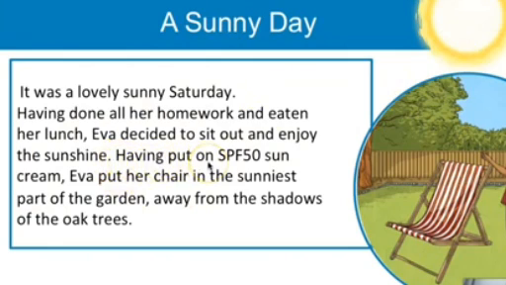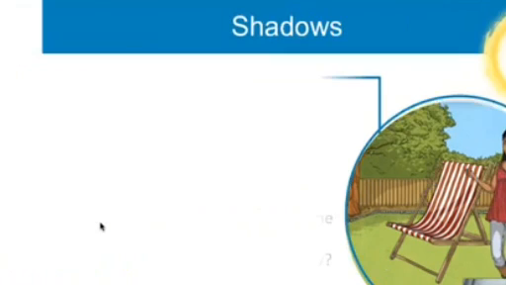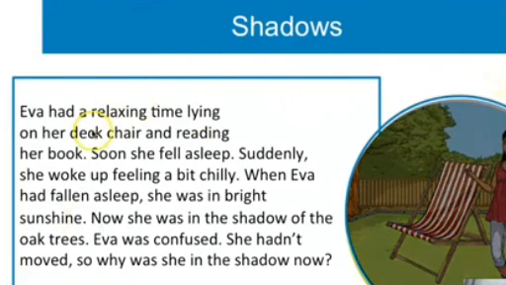Having put on SPF 50 sun cream, so she won't get a sunburn, Eva put her chair in the sunniest part of the garden, away from the shadows of the oak trees. So she's sitting there in the sun, and it's a great time. But, Eva had a relaxing time lying on her deck chair and reading her book. Soon she fell asleep. Suddenly, she woke up feeling a bit chilly.